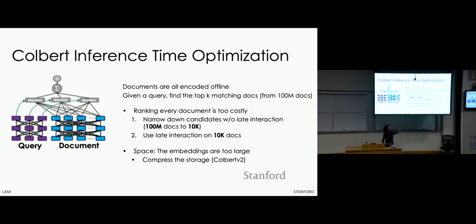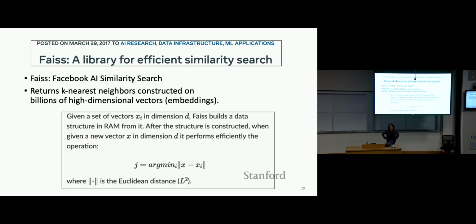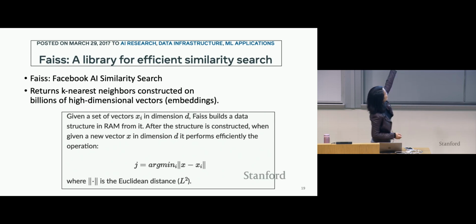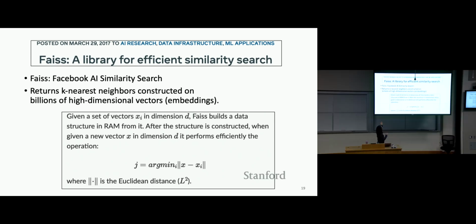So for the first one, instead of using this whole pipeline, I want to introduce this concept of FAISS, which is the Facebook AI Similarity Search. It's a very, very useful tool, because what it does is that you give me high dimensional vectors, I can give you the k nearest neighbors. The math definition is written down here: suppose I have billions of vectors x sub i of some dimension d. FAISS actually built a data structure in the RAM for it.